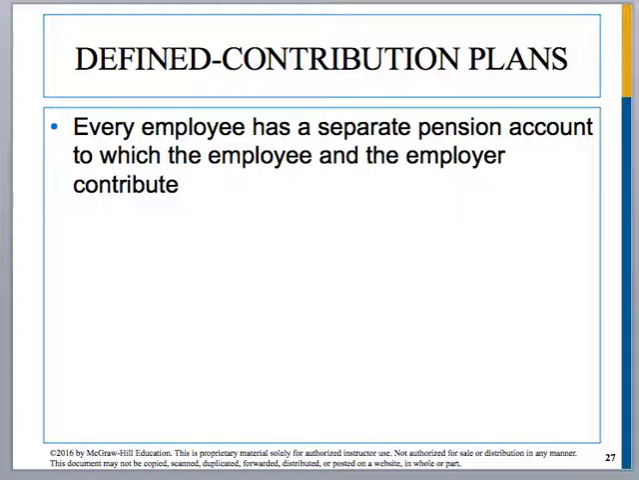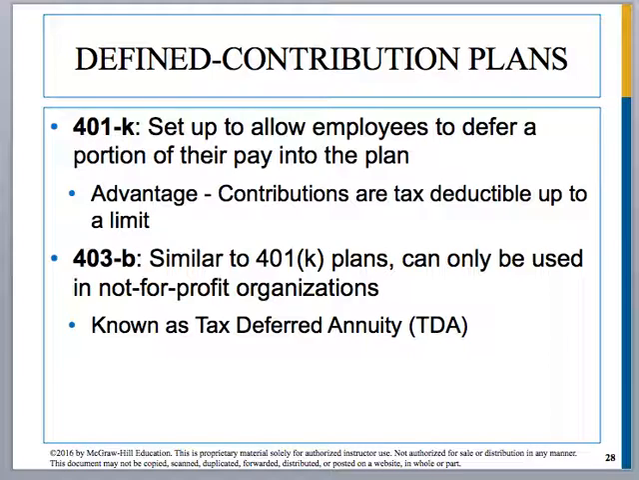With defined contribution plans, every employee has their own separate pension account, and both the employee and the employer contribute to it. You have your 401k and your 403b. The 401k is set up to defer a portion of your pay into the plan, and the advantage is that it's tax deductible up to a certain limit. Your 403b is similar, but it can only be used in not-for-profit organizations, so it's known as a tax-deferred annuity. And you usually see the 403b in institutions like schools and different charities, things of that nature.